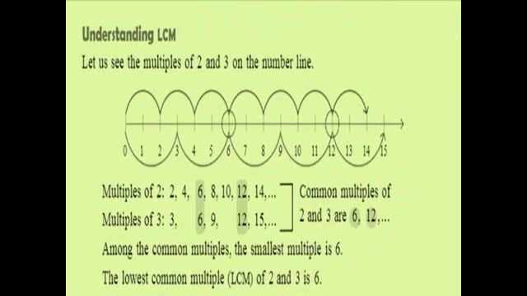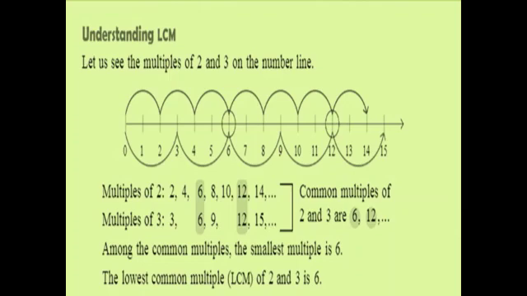Next we will see understanding LCM. Let us see the multiples of 2 and 3 on the number line. First you take the multiples of 2. What are the multiples of 2? 2, 4, 6, 8, 10 and so on. Then the multiples of 3 are 3, 6, 9, 12, 15 and so on. Here the common multiples of 2 and 3 are 6 and 12. So it goes on.